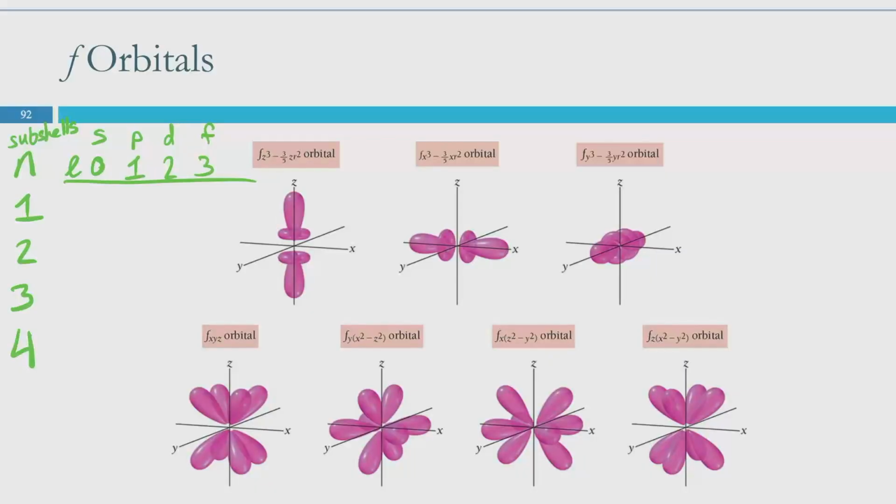In n equals 1, we have just the S for our options. In n equals 2, we have 2 options. We've got S and P. In n equals 3, we've got 3 options. How many options do we have in n equals 4? If 1 has 1, and 2 has 2, and 3 has 3, how many does 4 have? It also has, yeah, it has 4.